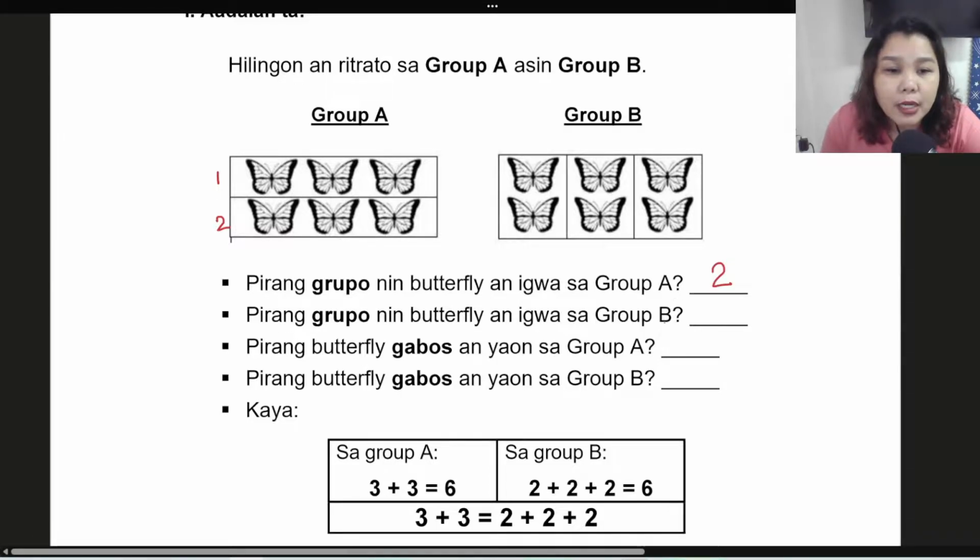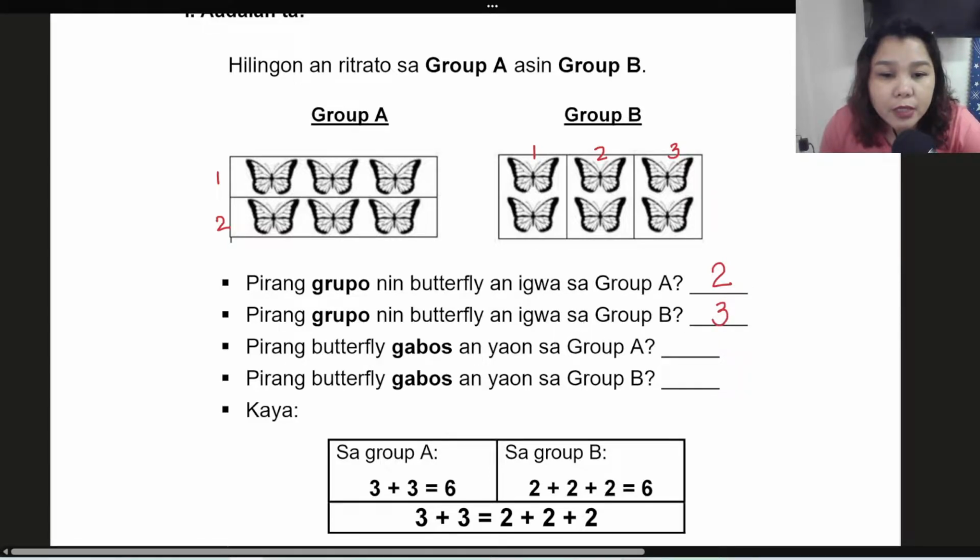Next, pirang grupo nin butterfly ang igwa sa group B. So, nakikita ang linya. So, that will guide us on counting the number of groups. So, we have 1 group. This is the first group, the second group, and the third group. So, pirang grupo? 3. Okay.